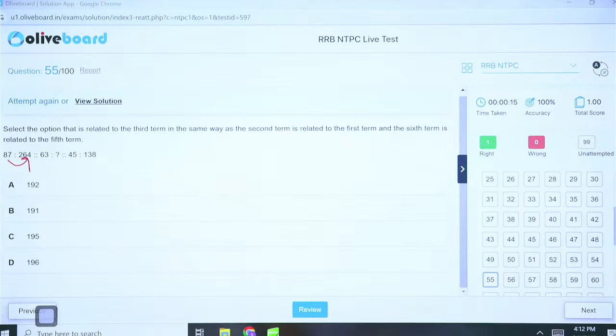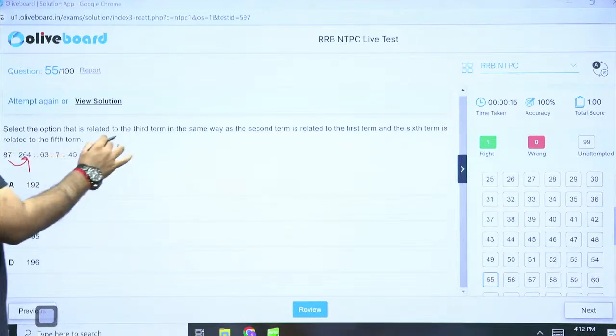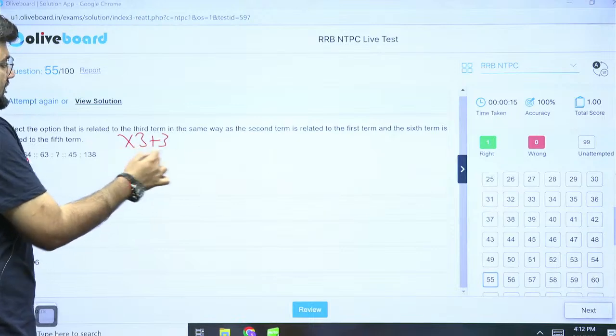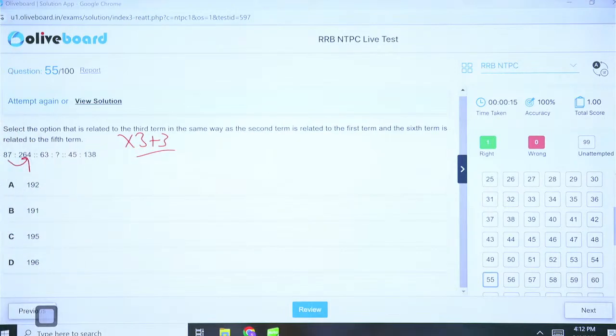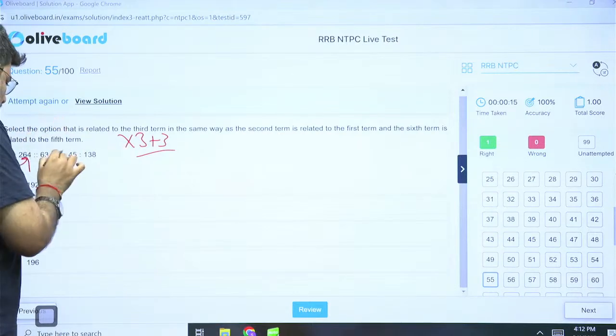So multiply by 3, what do you get? You get 261. If you get 261, you are just adding 3. So you're multiplying by 3 and adding 3. Check it here also. 45 into 3 is 120 and 15, 135, and 135 plus 3 is 138. Yes, so this is the logic.